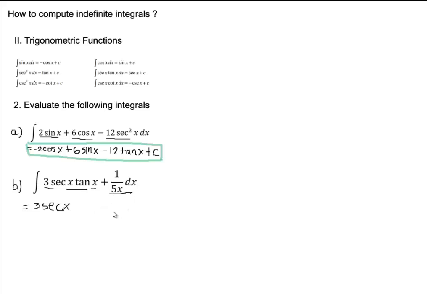Second term, 1 over 5x is equal to plus 1 over 5 times the integral of 1 over x, so we have ln of the absolute value of x. Then plus c.